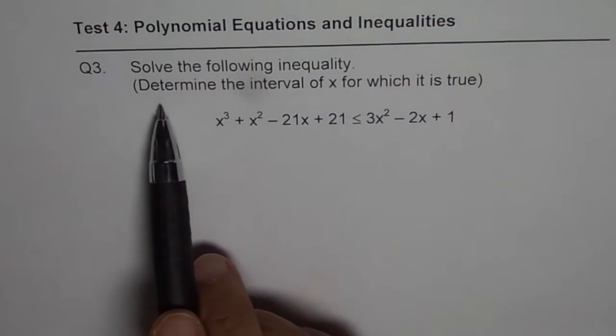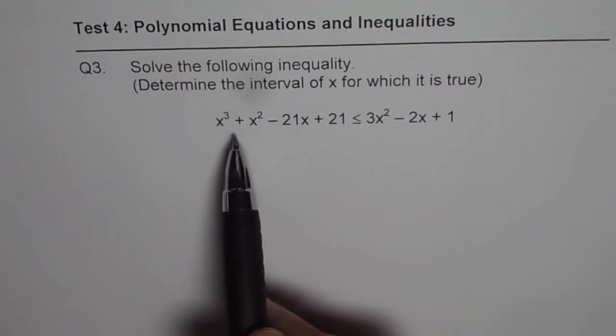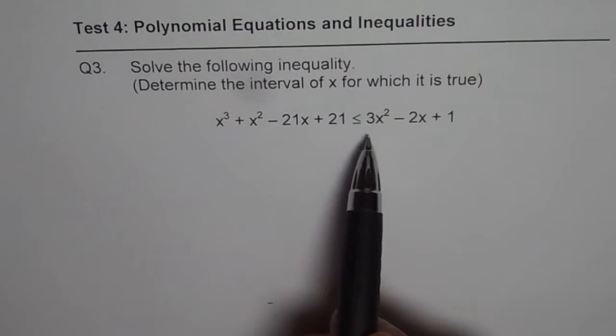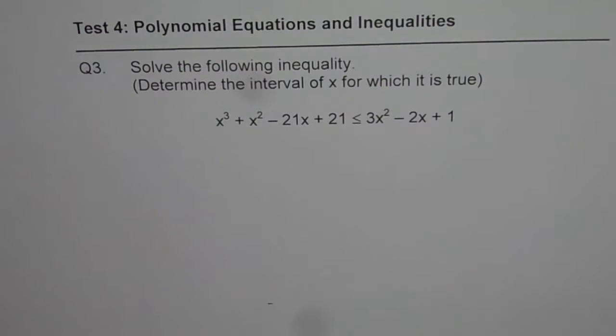That is to say, determine the interval of x for which it is true. x cubed plus x squared minus 21x plus 21 is less than or equal to 3x squared minus 2x plus 1. You can pause the video, solve the question, and then look into my suggestion.